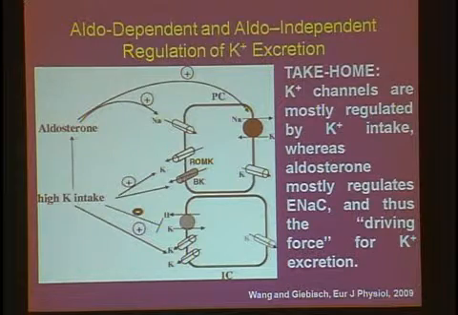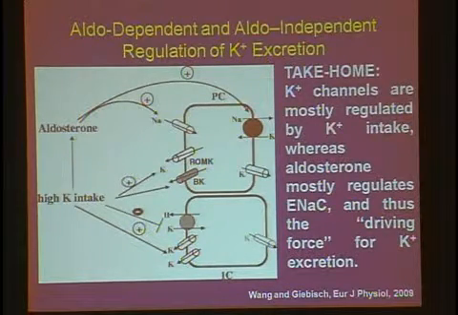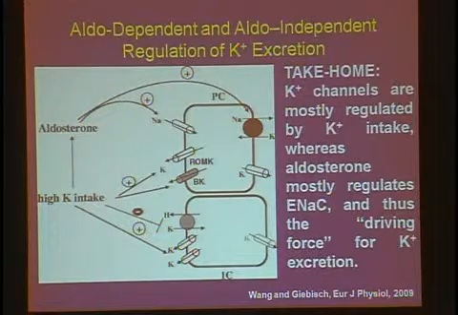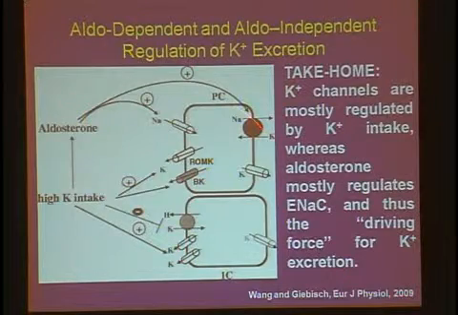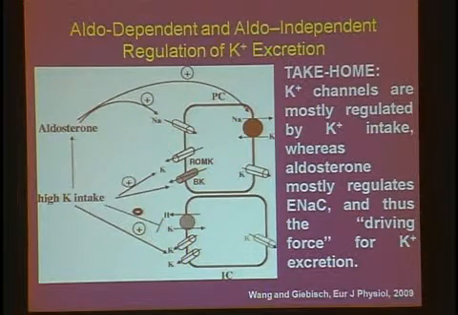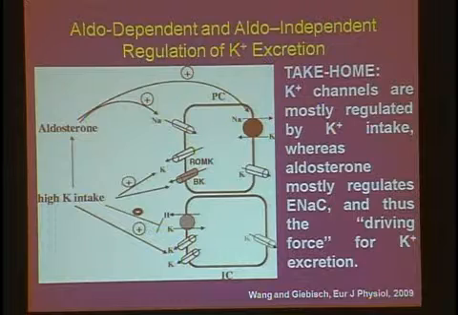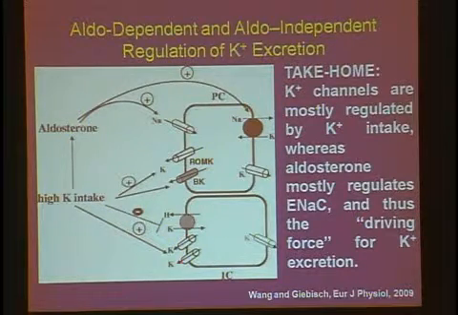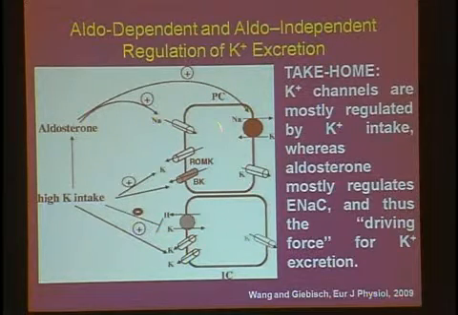But if potassium intake and circulating potassium is low, these channels are basically shut off in the principal cell. And that serves as a brake that isn't entirely effective because we know that people do become hypokalemic. But that serves as an important brake on potassium excretion in settings of increased aldosterone bioactivity. And the other take-home message is that aldosterone and ENaC really increase the driving force for potassium excretion.